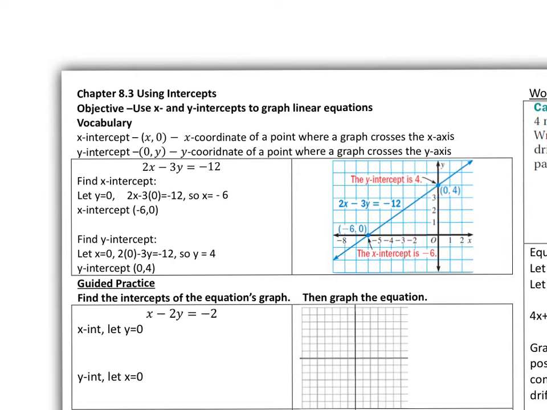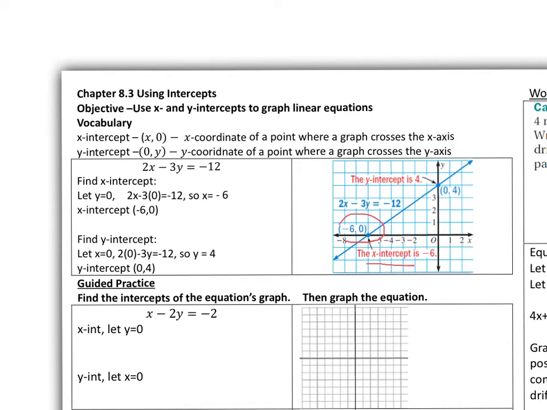8.3. Using intercepts. The objective of this lesson is to use x and y intercepts to graph linear equations. So, for the x-intercept, the x-coordinate of a point where a graph crosses the x-axis. So that's when y is 0. So the point here you see on the graph to the right, -6, 0, would be the x-intercept. And -6 will be your x-intercept. And that's, again, when y is 0.